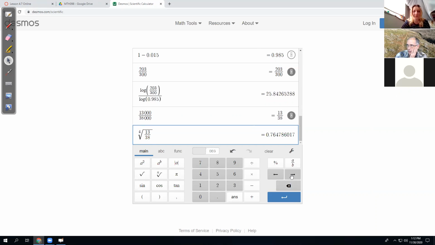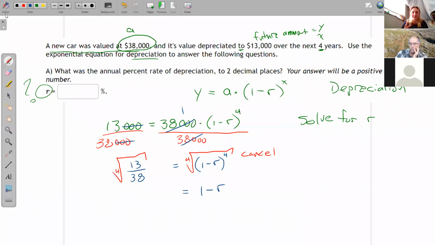I have a question. Yes. I think in one of the later problems, you said that if your calculator doesn't have the number, like for example, the 4 square root, then you would just use the exponent of the opposite. So would you use a fractional exponent? Yeah. So if I didn't have that button on my calculator, I would use the power 1/4. So it'd be 13 over 38 in parentheses, and then the power would be 1/4. So I'll show that on my Google calculator.